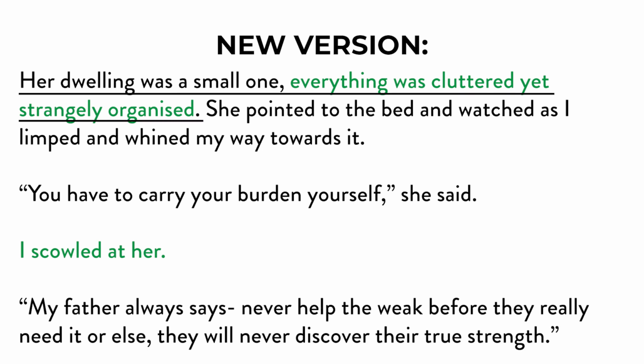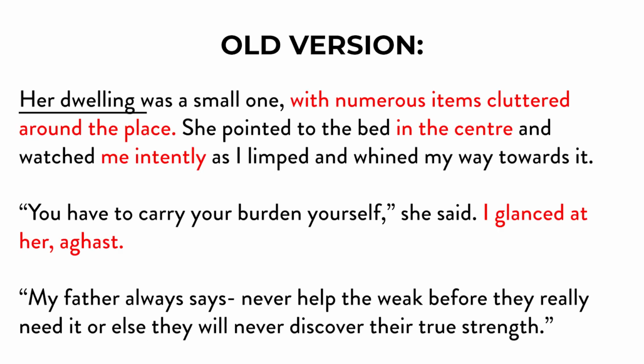So look at that sentence right there. What the description was doing in the old version was, her dwelling was a small one with numerous items cluttered around the place. And then that's that. It just gives you the idea, okay, it's a small place with a bunch of items cluttered. But the second version gives you a description which makes the reader think and which conveys certain emotions about the character to the reader.